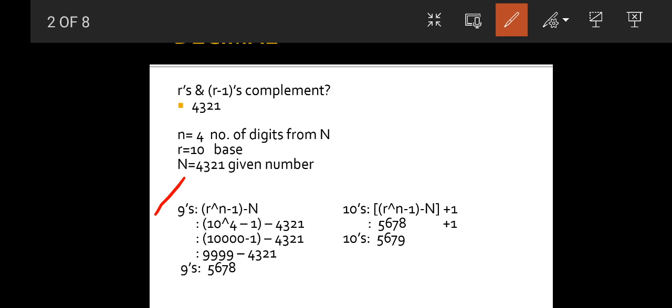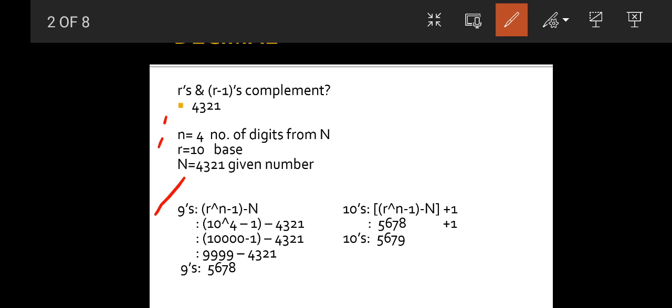So the formula for your diminished radix complement is r raised to the power of n minus 1 minus N. So your base, your r, is 10. And then your small n, or the number of digits of your N, is 4. Why 4? Because your given number is 4321. If you count the number of digits, it has 4 digits. So that's why your small n is 4. And then your big N is 4321, the given number.